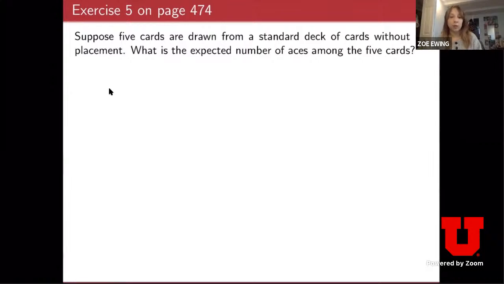Okay, so without replacement means that once you draw a card, then you don't put it back. So if you start with like 10 cards, let's say, and you draw one, then now you are only picking from 9 cards. But in this case, it's 52 cards.